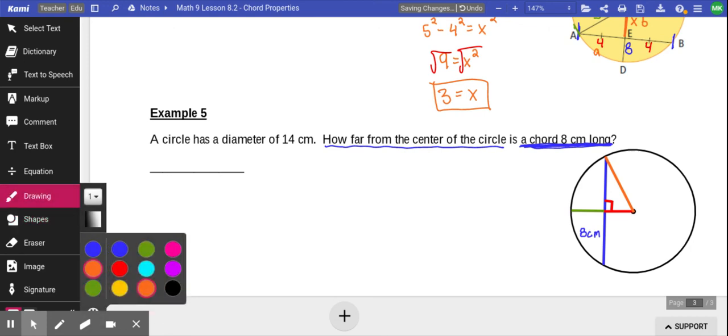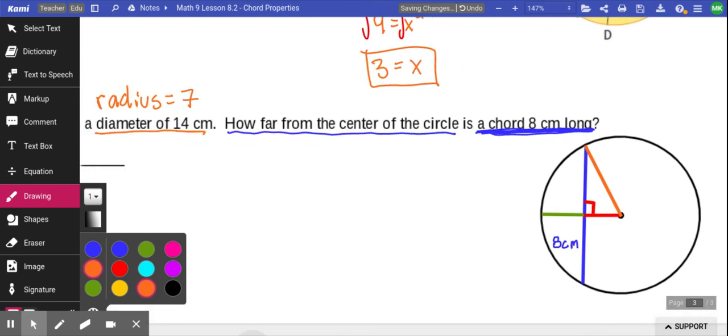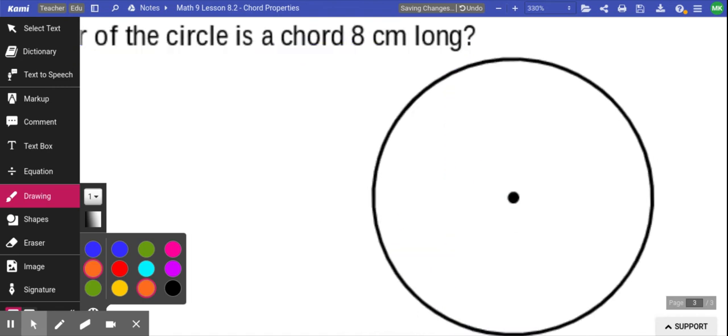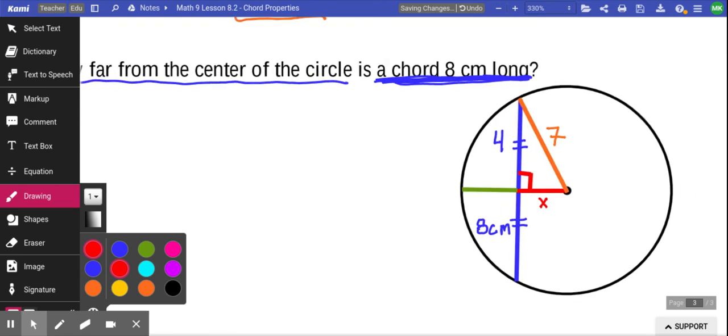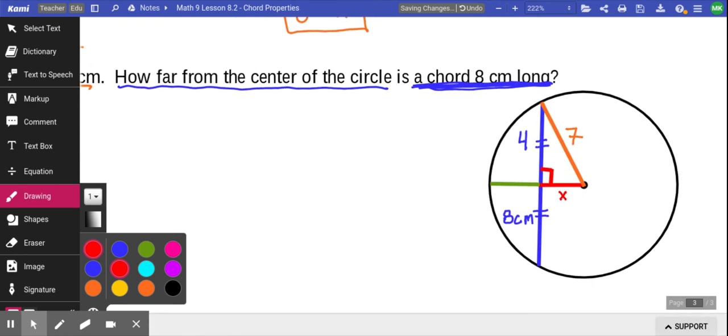I also know, because they told me that the diameter is 14, that the radius is half of that, so the radius is 7. So I could come over here and I could say, okay, that is 7. I also know that this blue side should be half of 8 because my line was cut perfectly in half. So this would be 4. They asked for how far is the center of the circle to the chord. That means you're looking for x, which is that little gap right there. How far from the center of the circle is the chord?